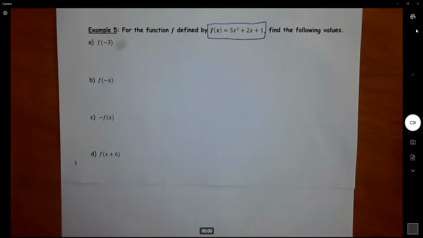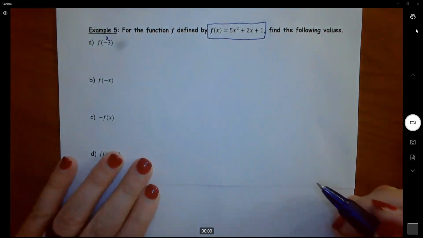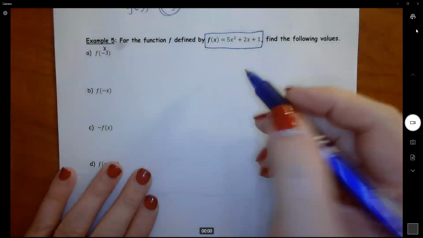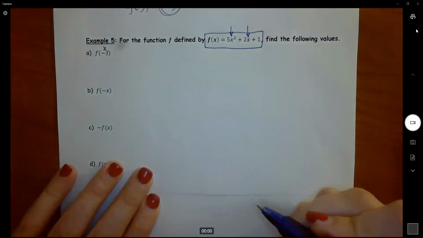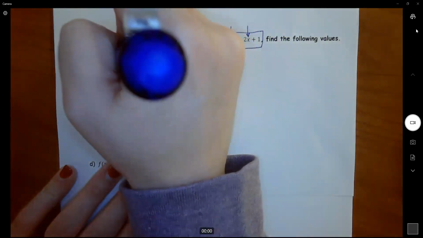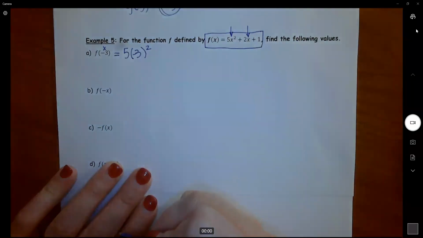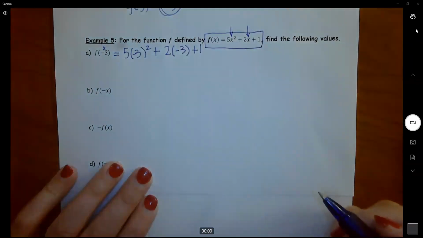So my first one is f of -3. So remember that is my x. So everywhere I see an x, and I see 2, I see 1 here and I see 1 here, we need to replace that with -3. So this is 5 times -3 squared plus 2 times -3 plus 1. So now just simplify.